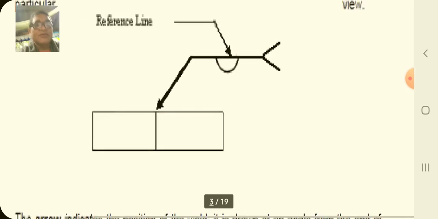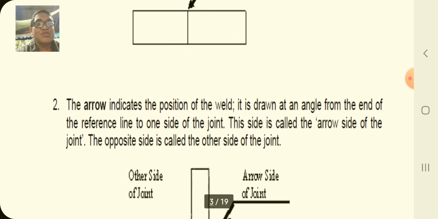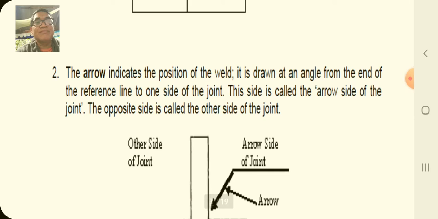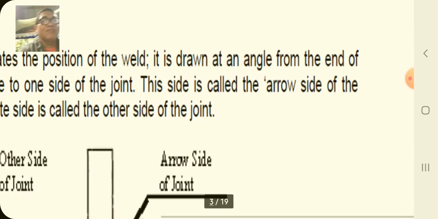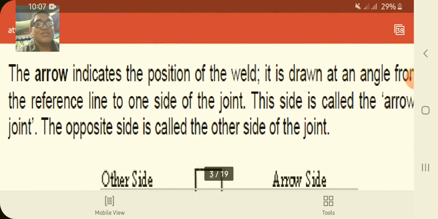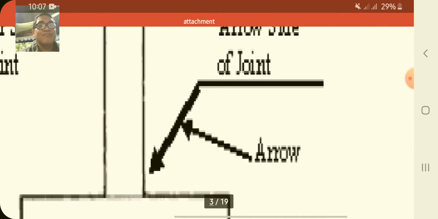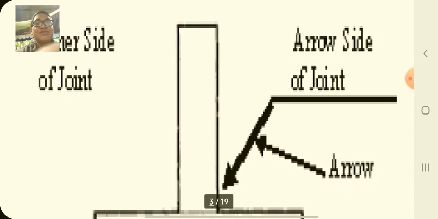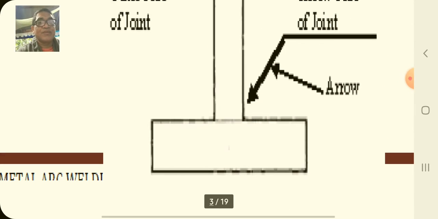Now let's move on to the second one, the arrow. The arrow indicates the position of the weld. It is drawn at an angle from the end of the reference line to one side of the joint. This side is called the arrow side, and the opposite side is called the other side of the joint. So you have the arrow, and that's the arrow side of the joint, and this one is the other side of the joint.